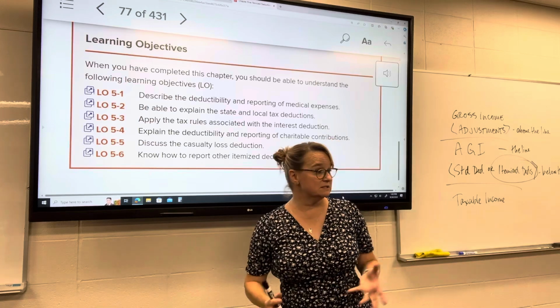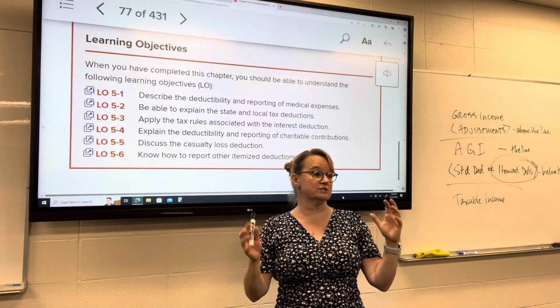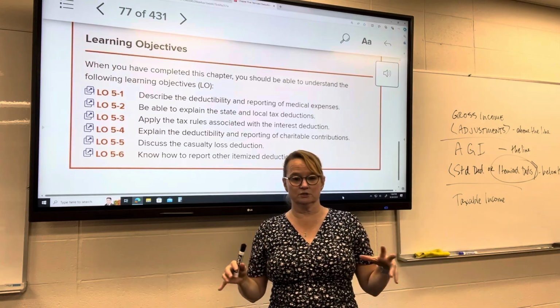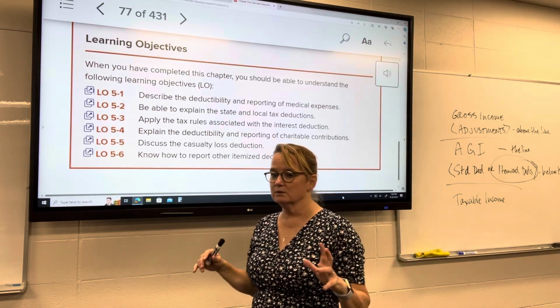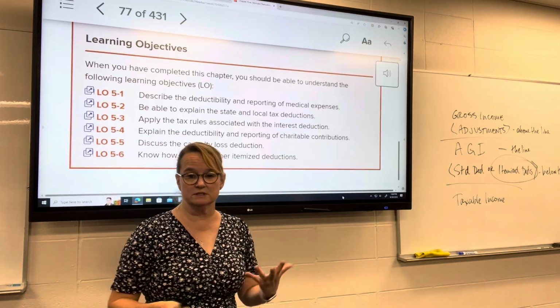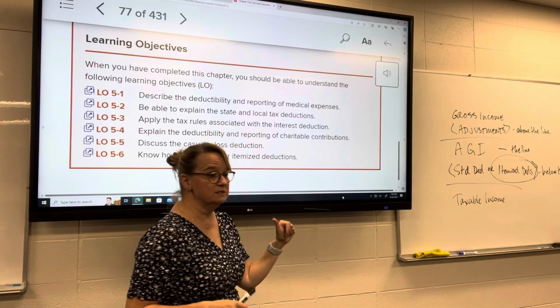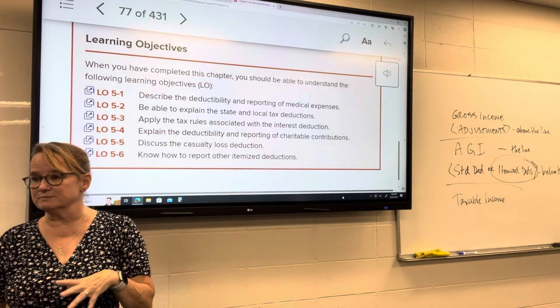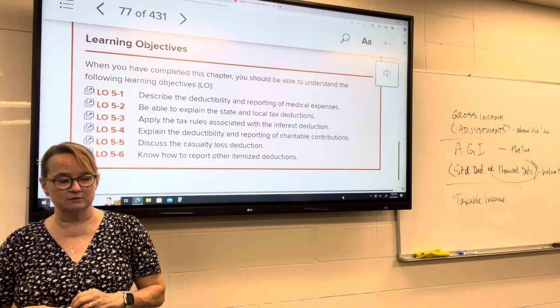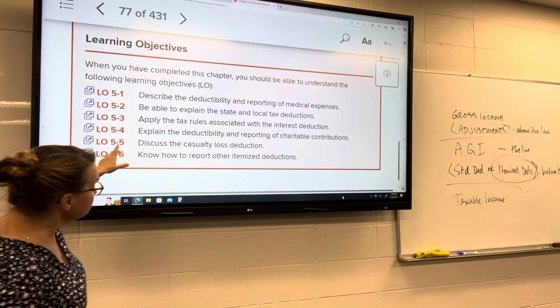Interest. The biggest category in the interest deduction is the mortgage interest deduction. So for those individuals who own homes and have borrowed in order to purchase that home, there is a deduction for the interest that is paid on that home. There is also investment interest, which we will talk about as well. That is part of that interest deduction there.